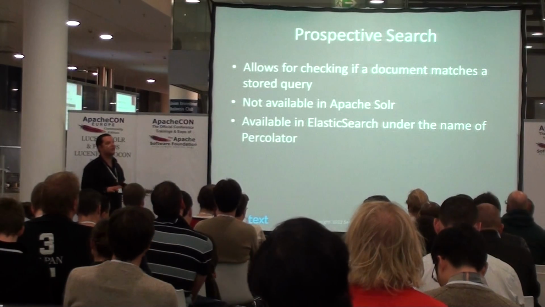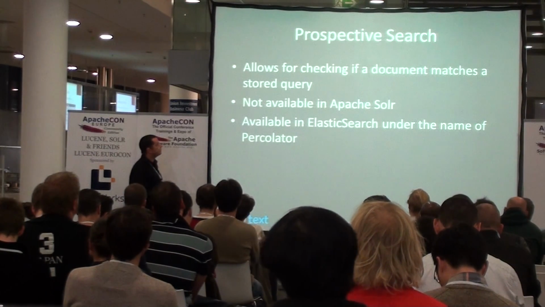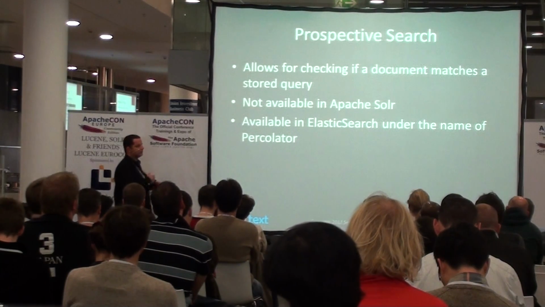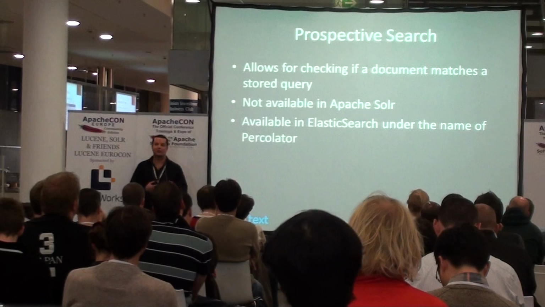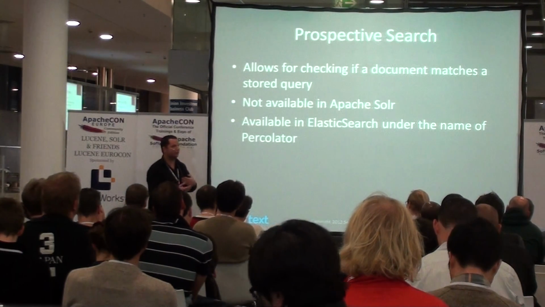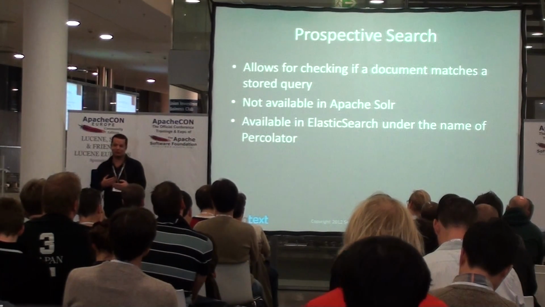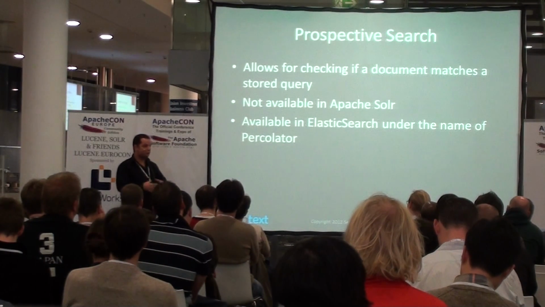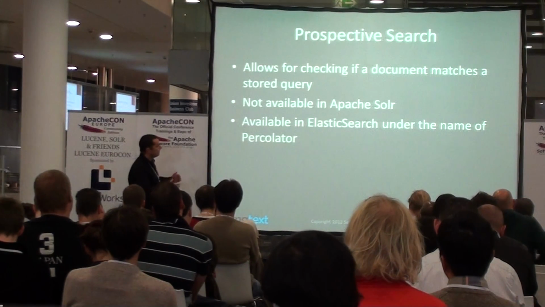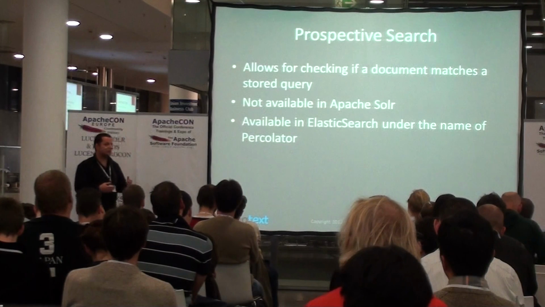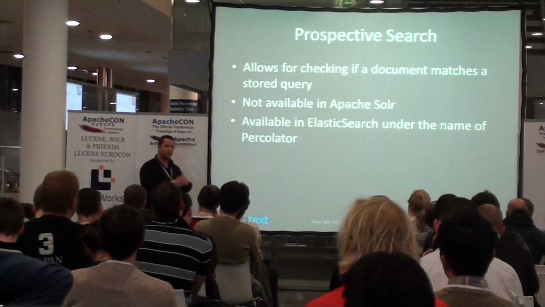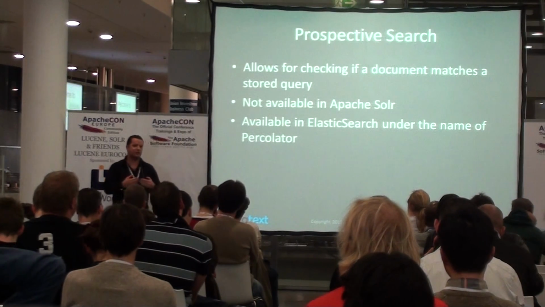Again, now the thing that is not available in Solr: the prospective search, called in Elasticsearch the percolator. It allows you to inverse the search. Instead of querying for documents, you send the document and get queries as a result. You store queries in the percolator, an in-memory index, you send the document, and Elasticsearch returns the queries that you registered that match the given document.